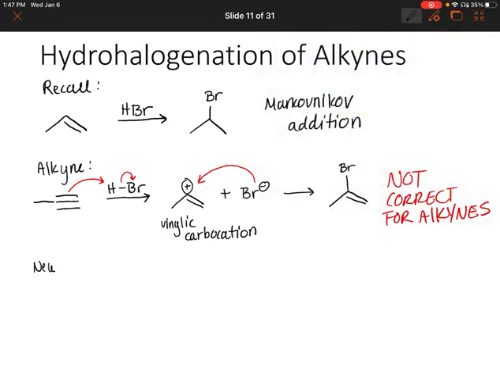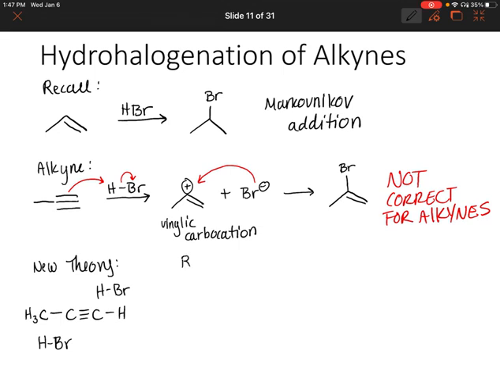So there's a new theory, and this has been backed up with experiments. There's a new theory that if we have a terminal alkyne, it will actually react with two hydrobromic acid molecules at once. And one will come in from below, and one will come in from above.